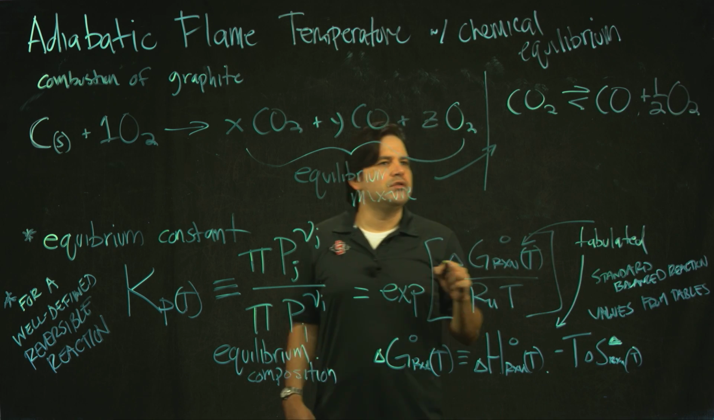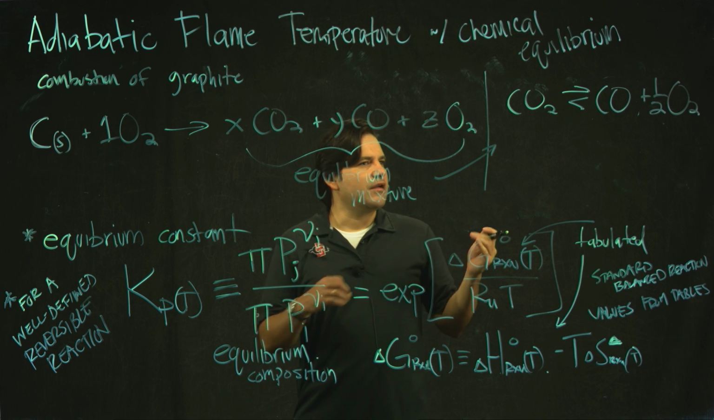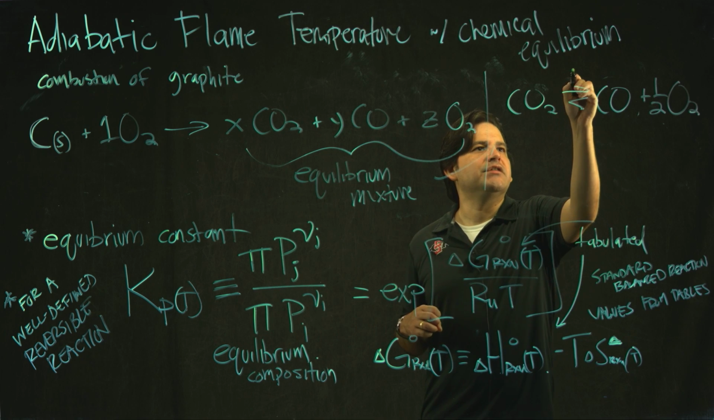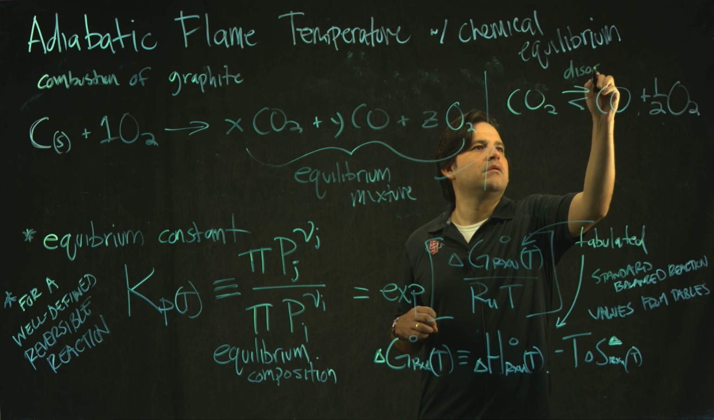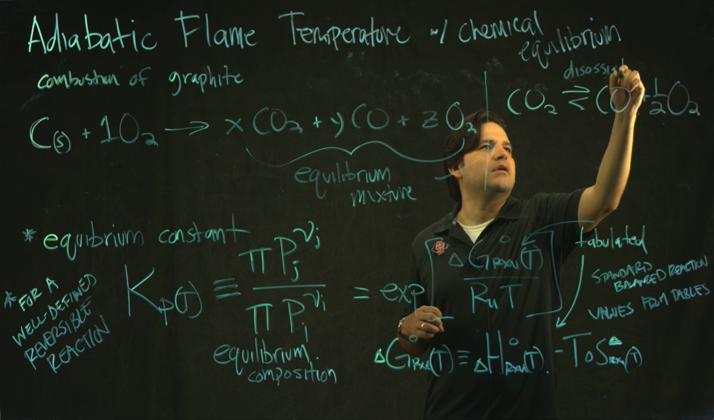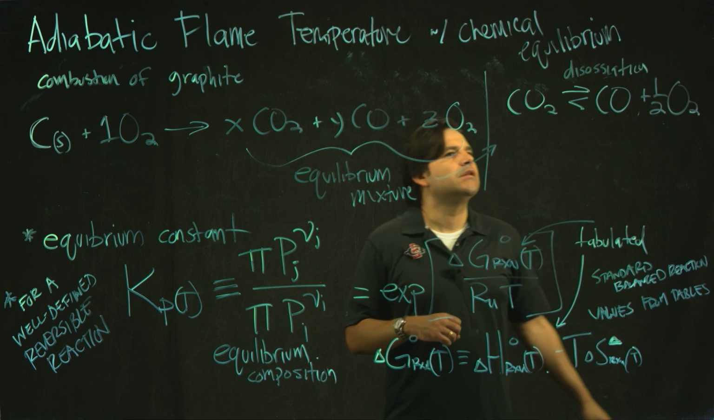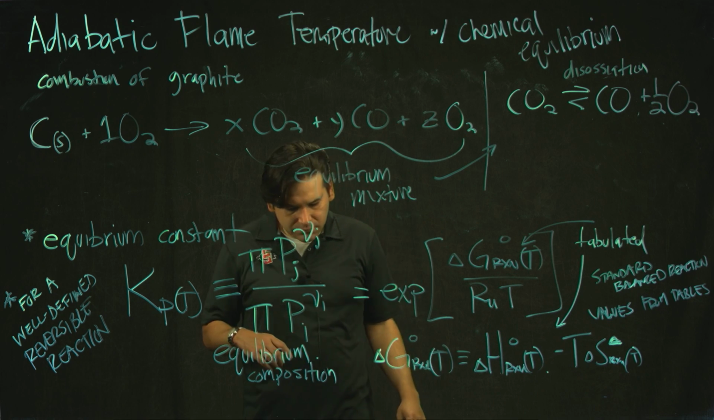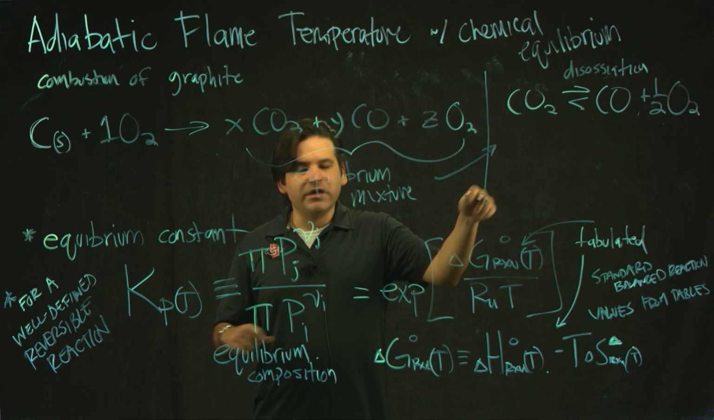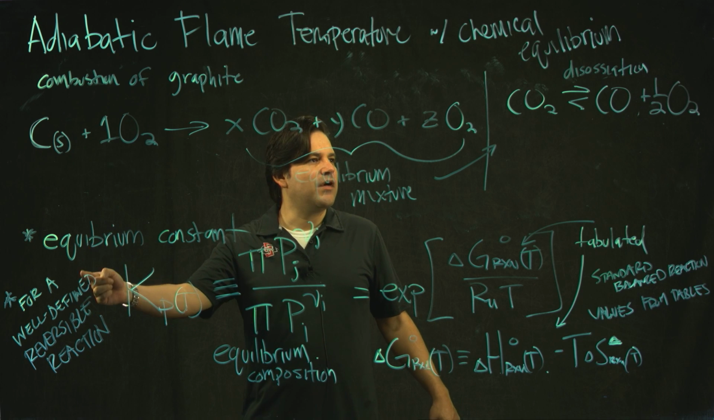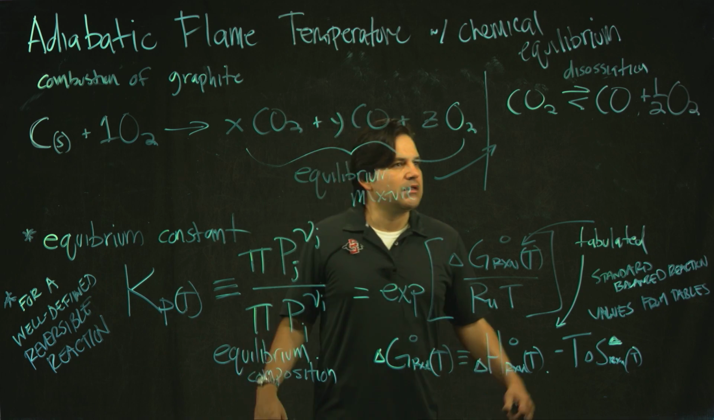So the CO2 is going to dissociate back and forth. This is a dissociation reaction. I don't know if I spelled that right, double check. Dissociation. So this is our equilibrium process. This is our well-defined equilibrium reaction.